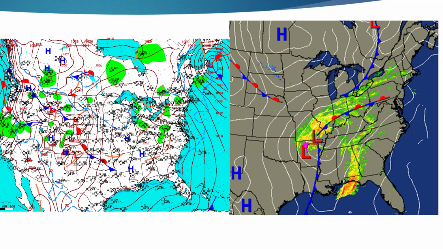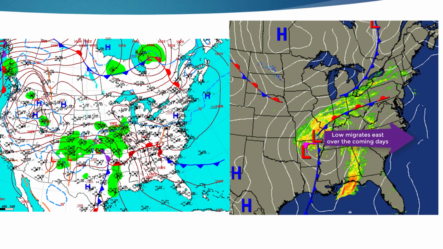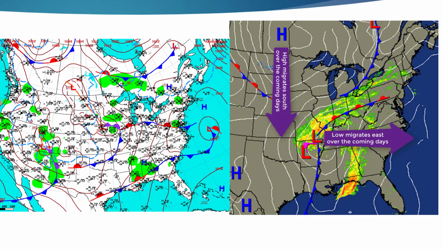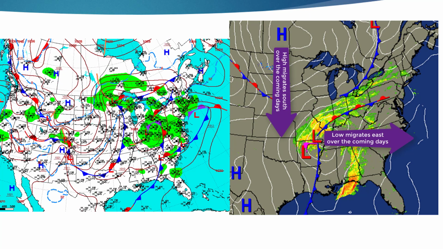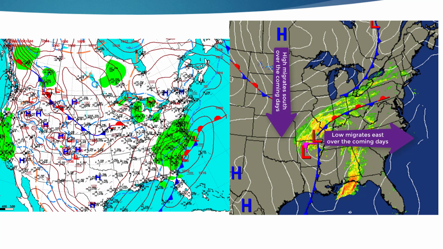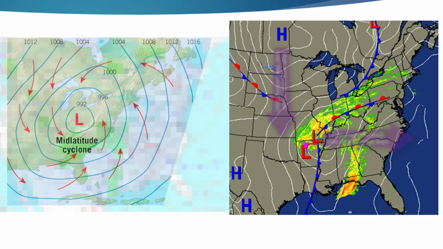Now over time, these lows and highs can move around. They don't just stay where they're at. So you might see the low indicated here move to the east over the coming days, and the high located here may be moved to the south over the coming days. And as the lows and highs move around the continent, they will change the wind direction, the wind speed, and the weather conditions for all of the areas indicated on the map.